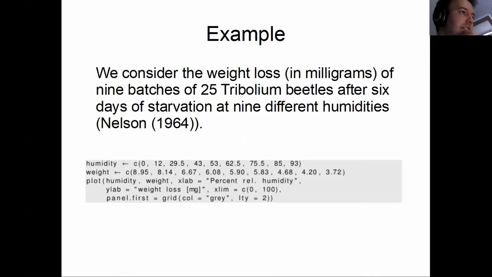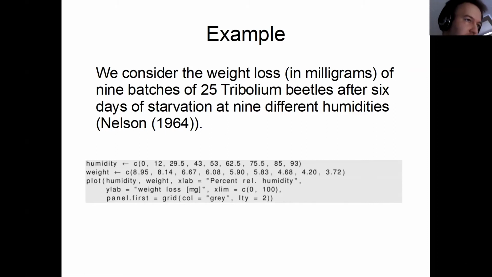So I've brought an example where you can see this used. As I've said, it's heavily used in basically all empirical disciplines, also nicely if you want to do causal inference in economics. We will come to that later. So we consider the following example: the weight loss in milligrams of 9 batches of 25 tribolium beetles after 6 days of starvation at 9 different humidities.